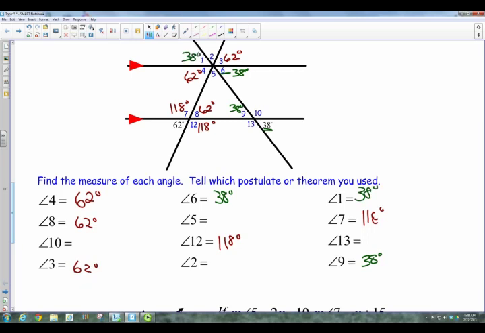With angles 10 and 13, you've got those two. They form a linear pair with either of those 38s. So that means that angle 10 is going to be 180 minus 38, which is 142. And since it's vertical, that's what angle 13 is as well, 142.